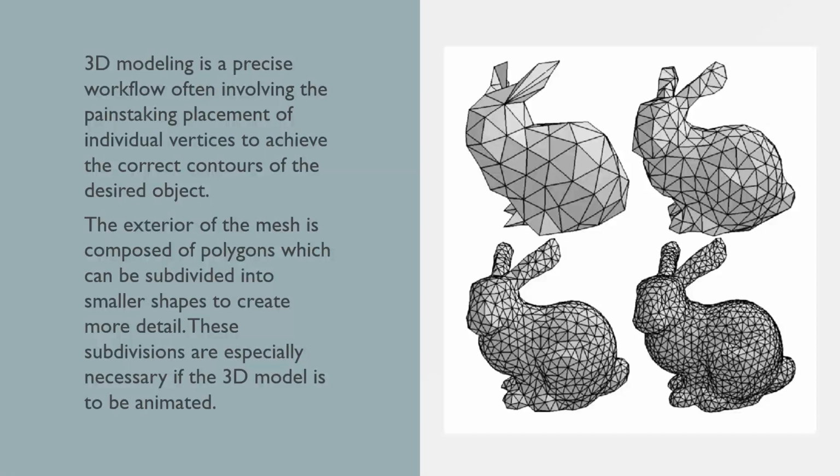So 3D modeling is a precise workflow, often involving the painstaking placement of individual vertices to achieve the correct contours of the desired object. The exterior of the mesh is composed of polygons, which can be subdivided into smaller shapes to create more detail. These subdivisions are especially necessary if the 3D model is to be animated. So these are the subdivisions that I'm talking about.